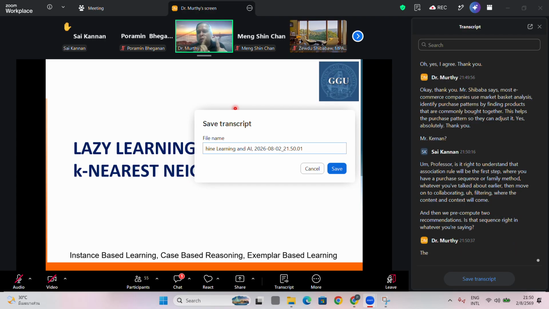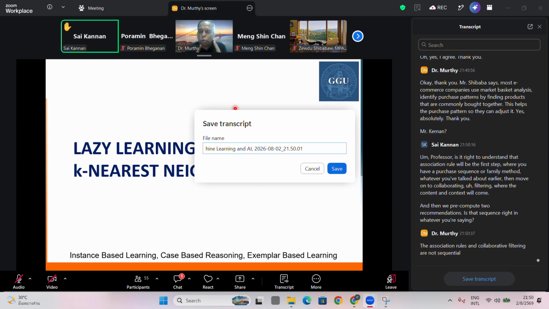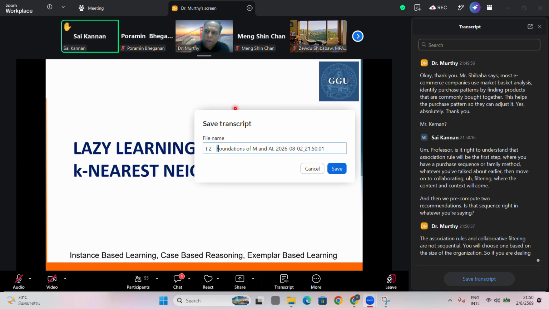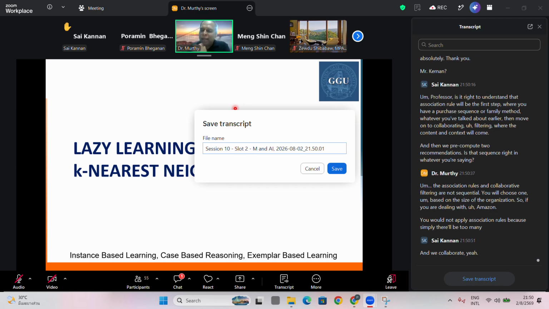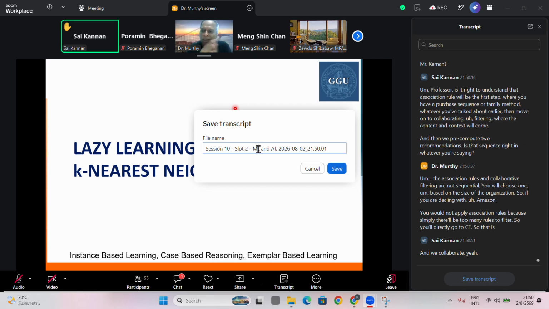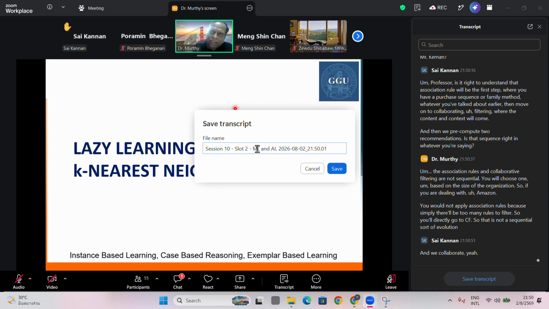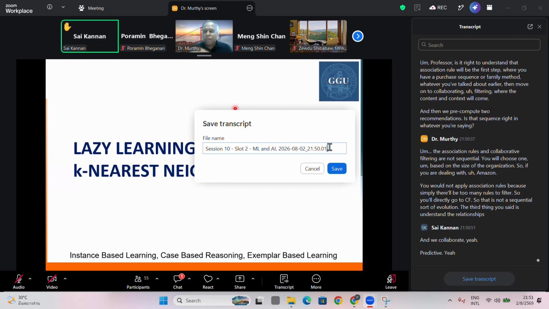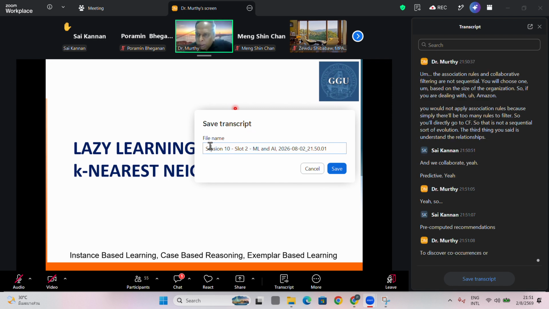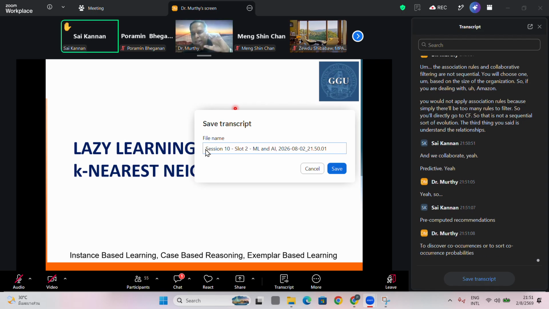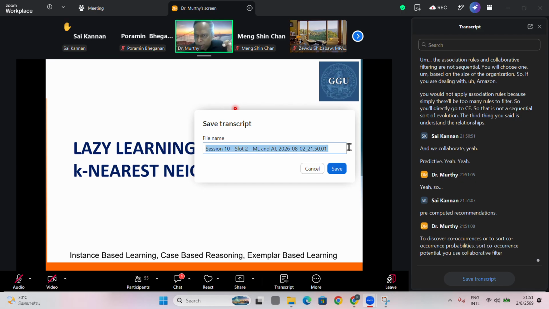The association rules and collaborative filtering are not sequential. You will choose one based on the size of the organization. So if you are dealing with Amazon, you would not apply association rules because simply there are too many rules to filter. So you'll directly go to CF. So that is not a sequential sort of evolution. The third thing you said is understand the relationships, to pre-computed recommendations. To discover co-occurrences or to sort co-occurrence probabilities, you use collaborative filtering, association rules, and so on.